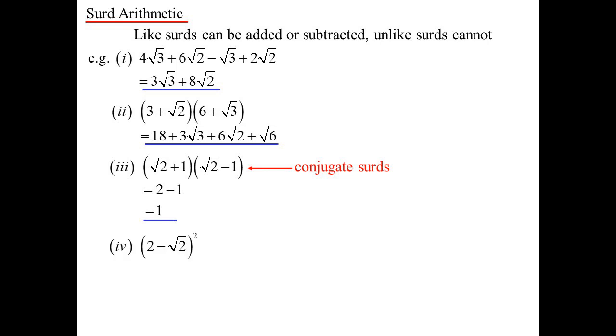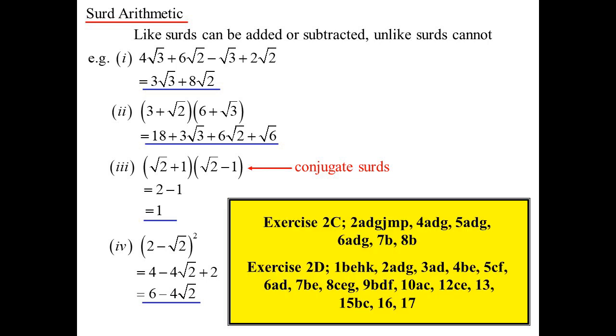A perfect square. So a squared minus 2ab plus b squared. Of course, the 4 plus 2 we can make 6. So 2c, 2d.